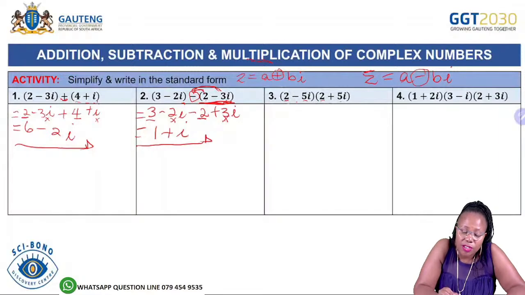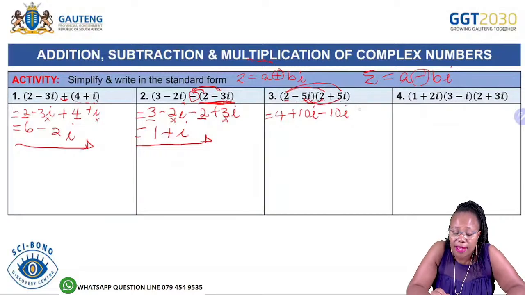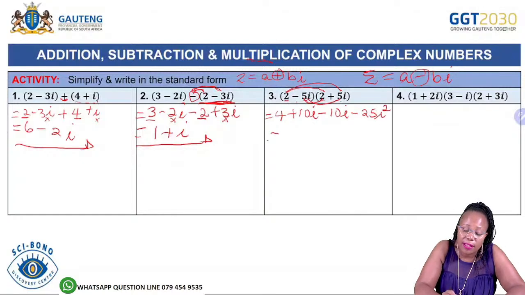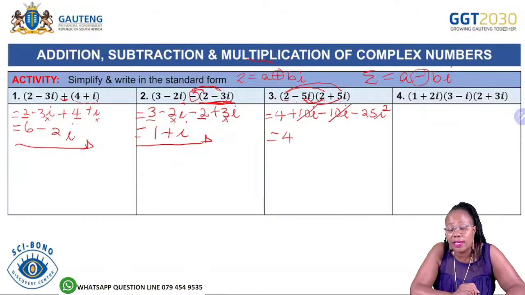So we apply the distributive law of multiplication. It will be 2 times 2, which is 4. 2 times 5i, which is 10i. And negative 5i times 2 is negative 10i. And negative 5i times 5i is negative 25i squared, because we have 2 i's there. And then now we have 4, and 10i minus 10i is 0.